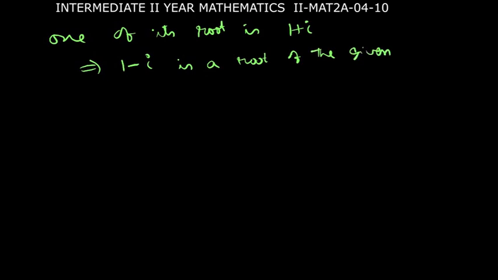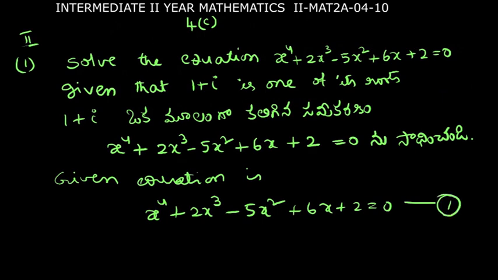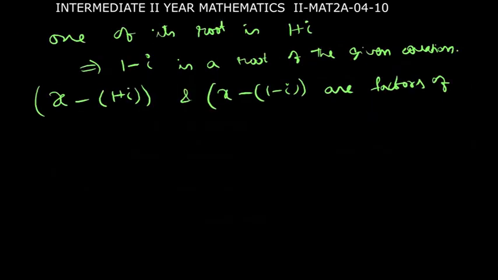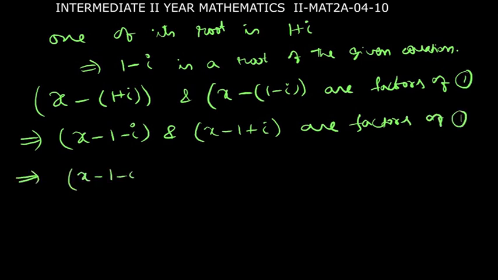Is it not? Okay. So, x minus 1 plus i and x minus 1 minus i are factors of, let this equation be 1. Okay. The equation 1. This implies x minus 1 minus i and x minus 1 plus i are factors of the equation 1. What does this imply? The product is also a factor, is it not?